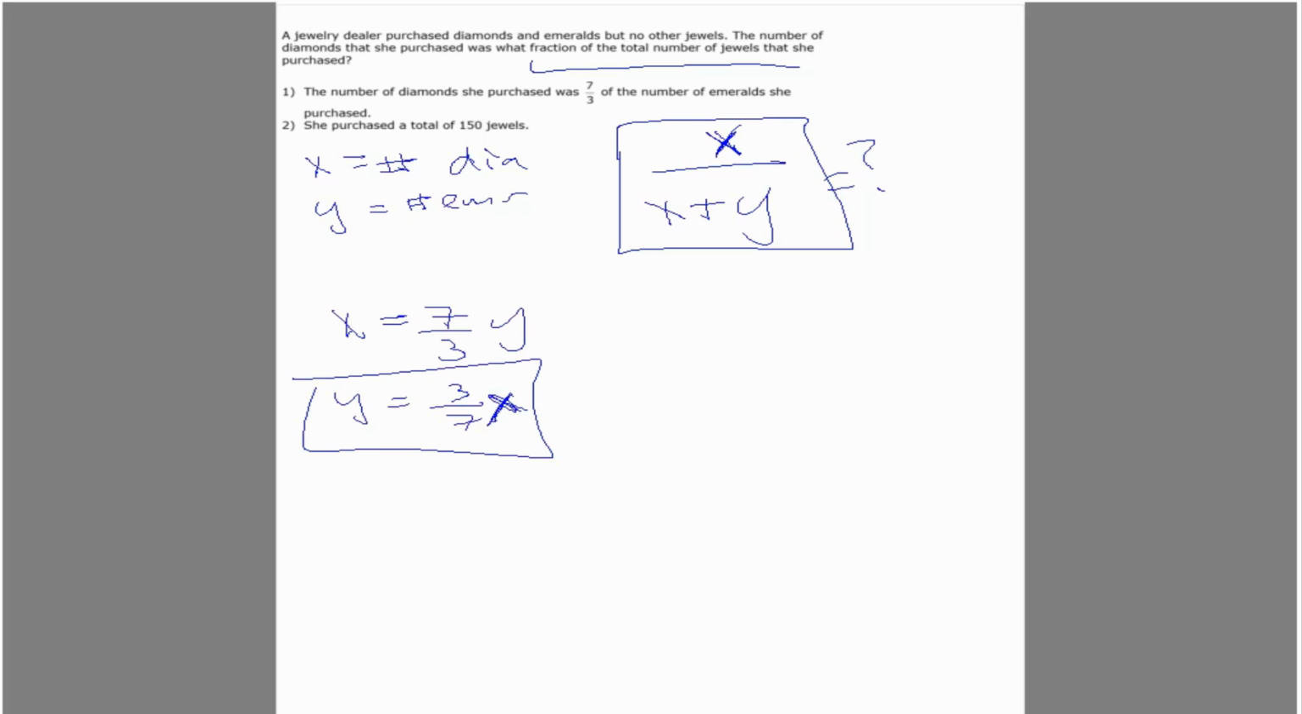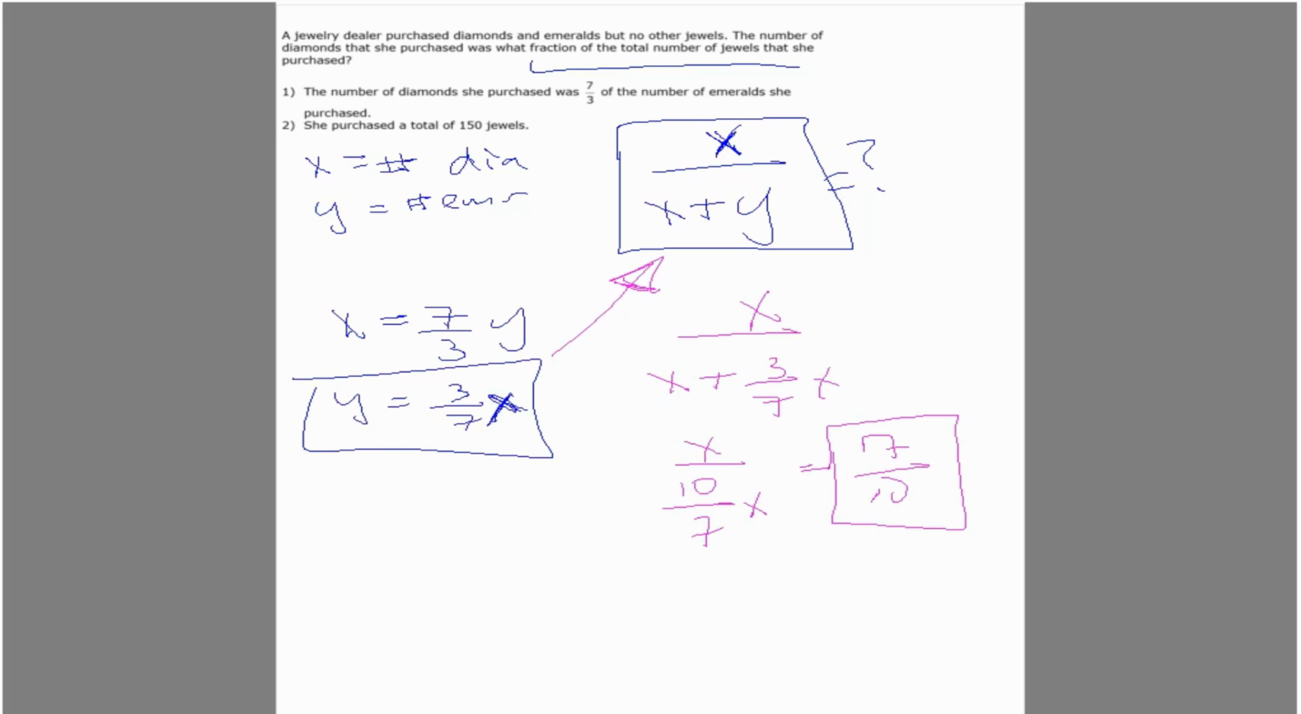But they forget to see that we can use the given information with statement 1, right? What we can do is substitute that in for y, so we'd have x over x plus 3/7 x. That would give us x over 10/7 x, or when we multiply, that will give us 7/10, which is obviously a set, consistent, unique value. So that does, in fact, answer the question.